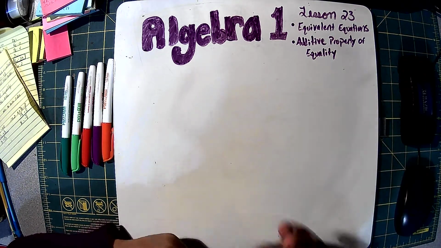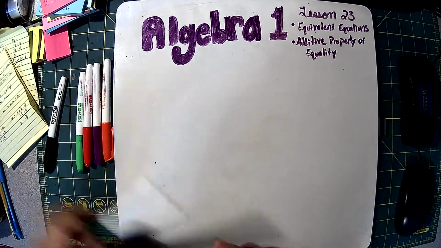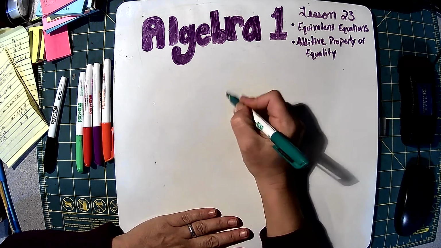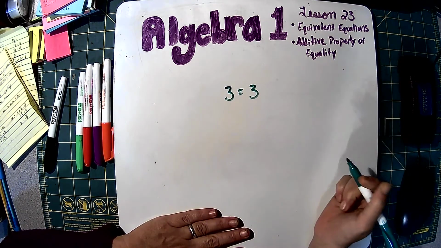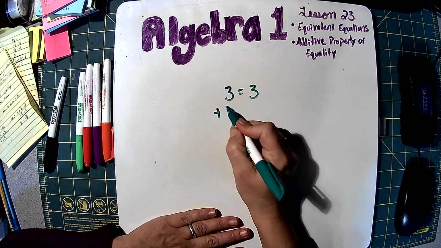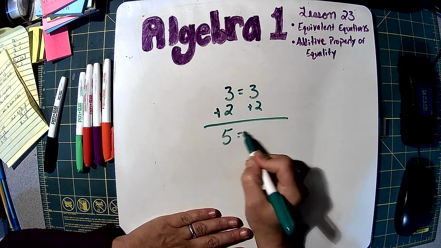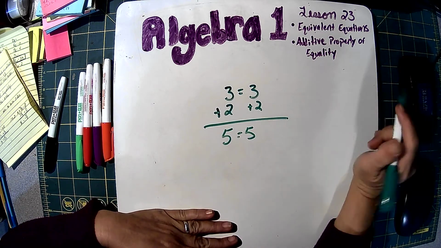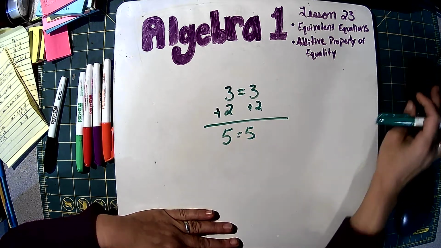Alright, additive property of equality. The additive property of equality just means that we can add one thing to both sides of an equation and it's still equal. So if we said 3 equals 3, super easy. If we added 2 to both sides of this, we would have 5 equals 5. Those are still equal. Okay, so the additive property of equality says that we can add something to both sides of the equal sign and our equation is still going to be equal.